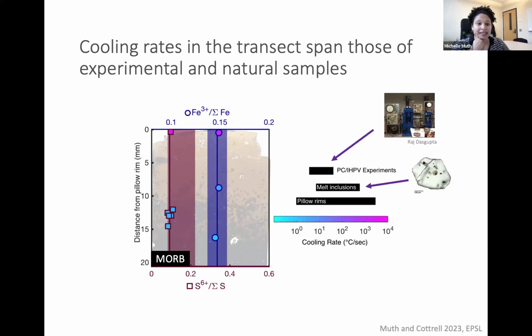One of them is these melt inclusions that I mentioned in the beginning of the talk. And one of them is experimental apparatuses. These are the most common tools we use to generate synthetic glasses that we think represent conditions in the Earth's mantle and crust. And what's really useful to observe about our transect is that it spans the range of cooling rates that we expect to see in all of these types of samples. And so as we ask questions about whether or not we see differences in iron and sulfur XANES, we're able to confidently apply them to all of these different types of glasses that we often study.